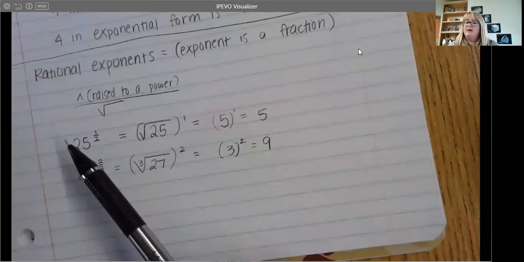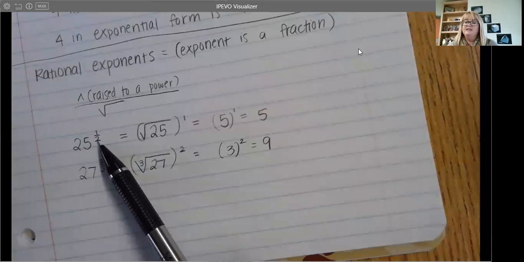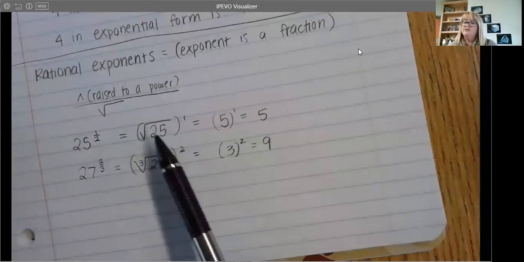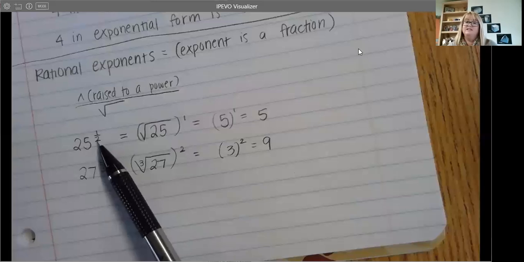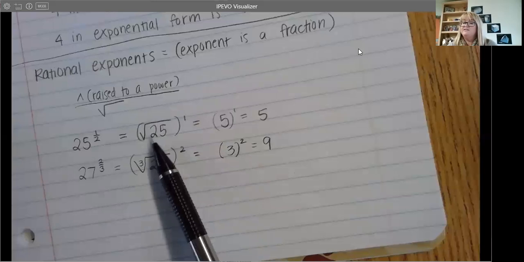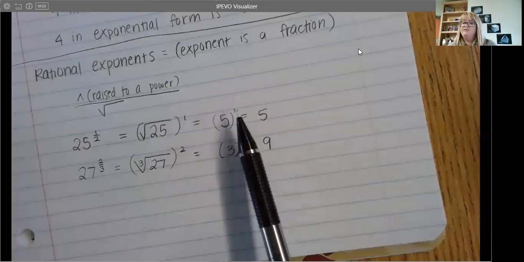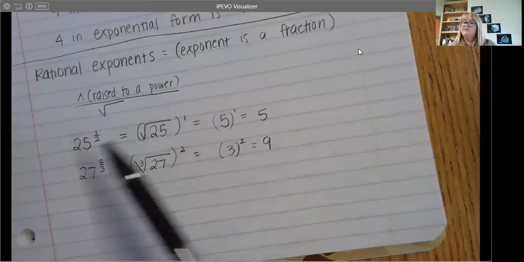25 to the 1/2 power. So the root needs to be the second root, which is your square root. So you're going to put 25 under the square root and then raise it to the first power. So the square root of 25 is 5. 5 raised to the first power is 5. So 25 to the 1/2 power is 5.